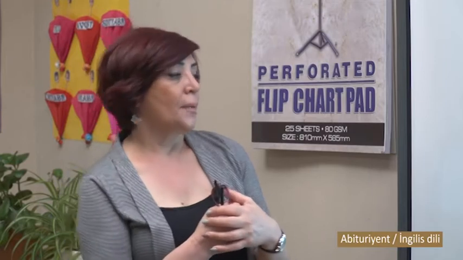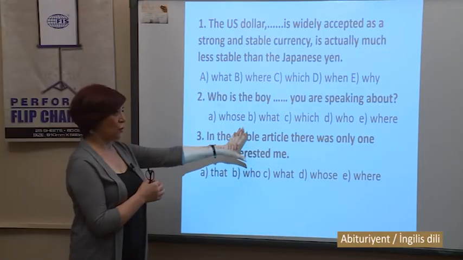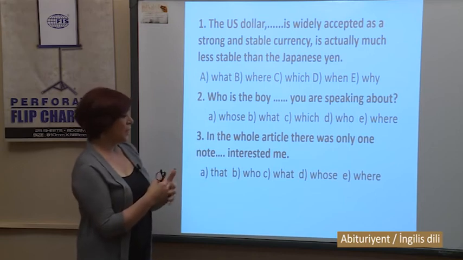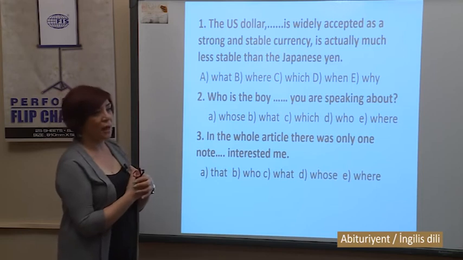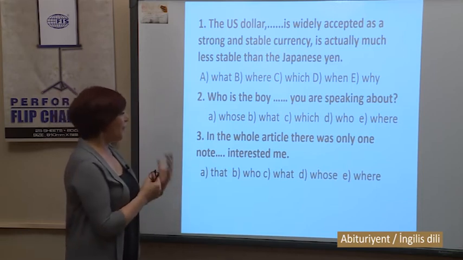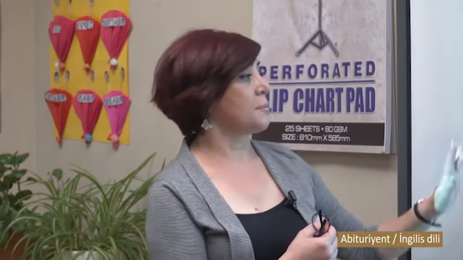Number 3, in the whole article there was only one note interested me. Who, you know, is incorrect because who belongs to people. What can't be used here. Whose and where are incorrect, and which variant is our right, appropriate variant? Of course, it is that. Note that interested me, and in this sentence that is the subject of the subordinate clause.